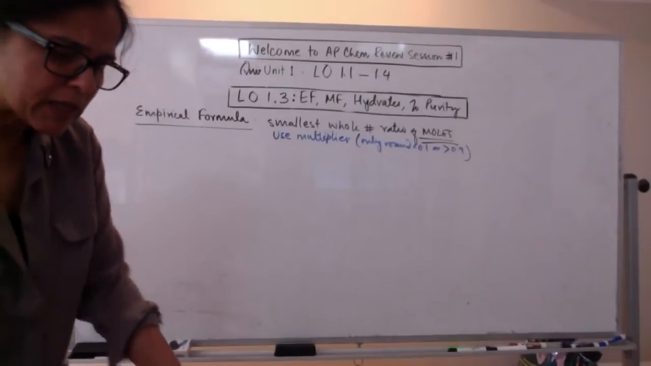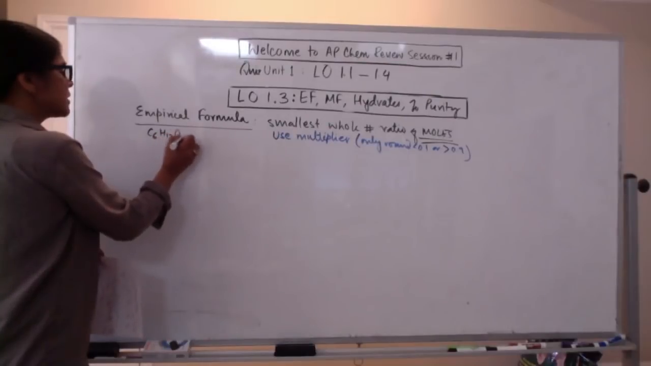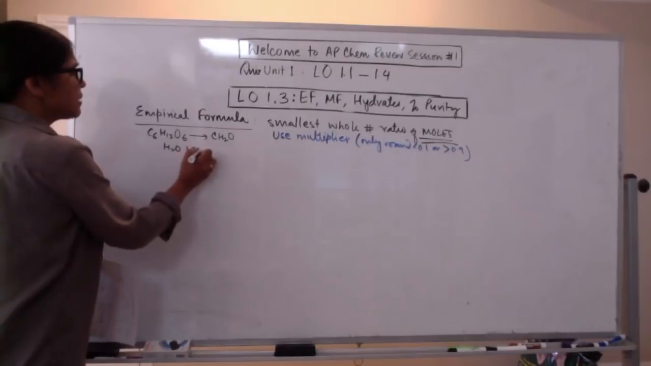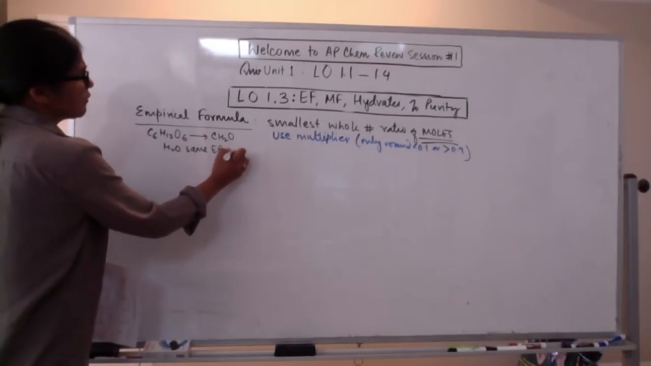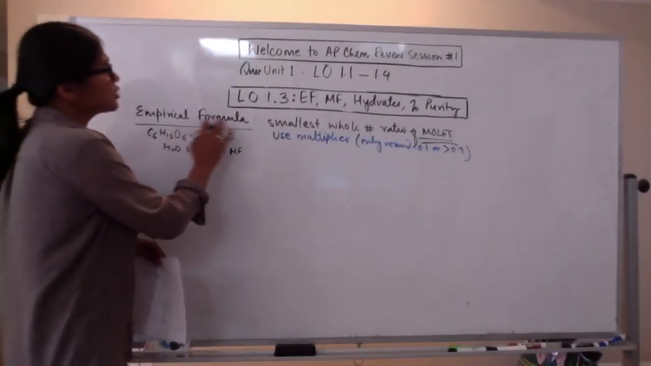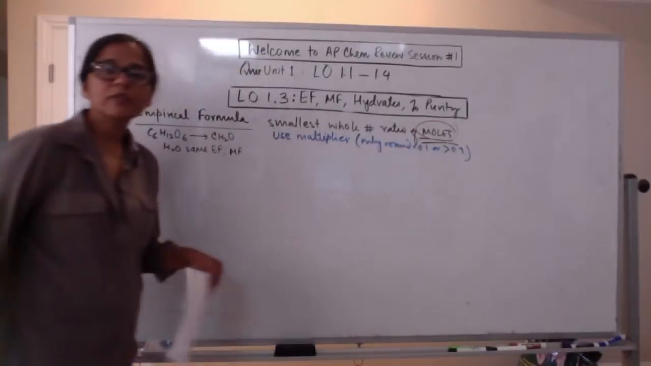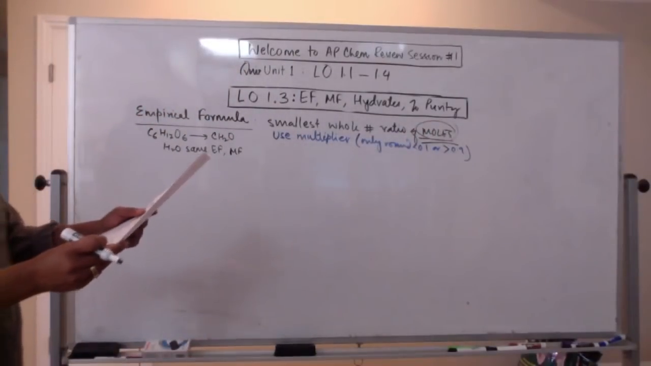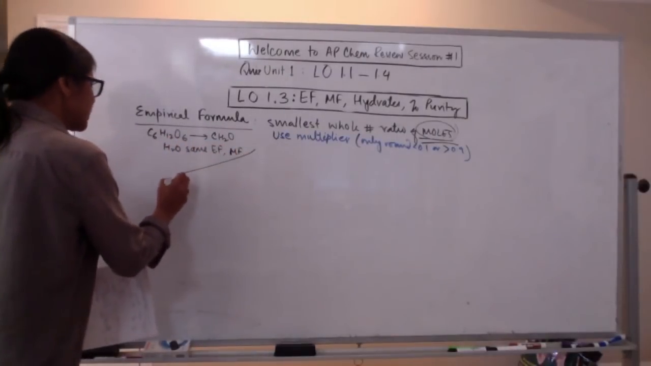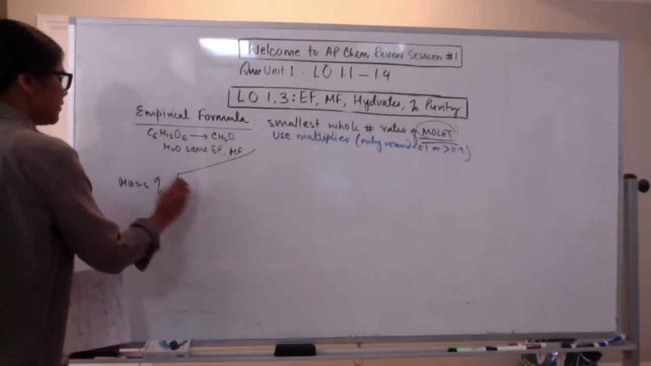So empirical formula is the smallest whole number ratio, like C6H12O6, whose empirical formula will be CH2O. Water has the same empirical formula as molecular formula because it can't be simplified any more. So ultimately, what you need to do to get empirical formula is get moles of each of the elements in there. Now, empirical formula can be done two ways. You can use mass percent to get empirical formula.